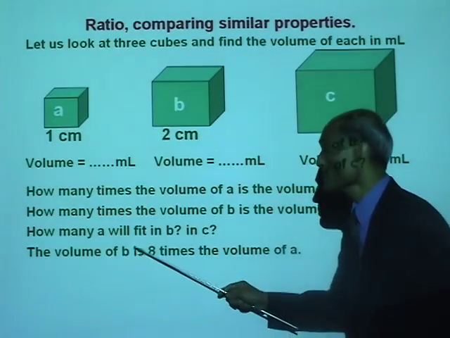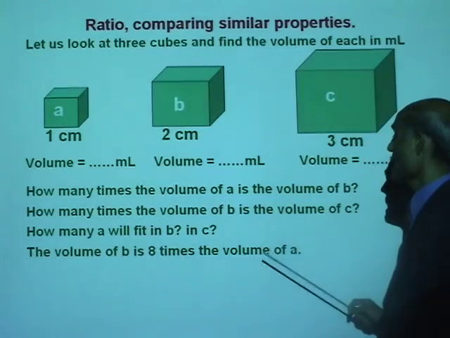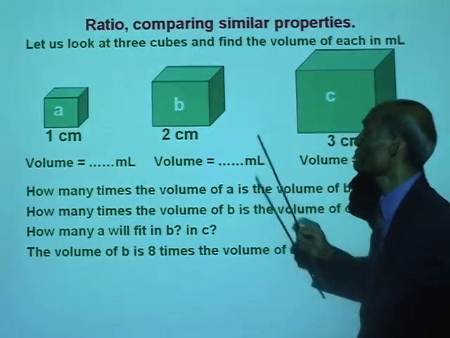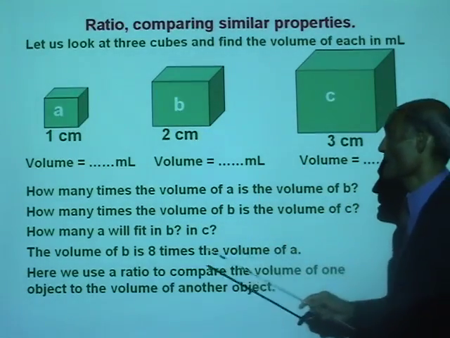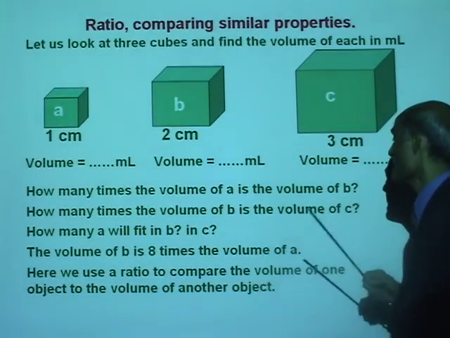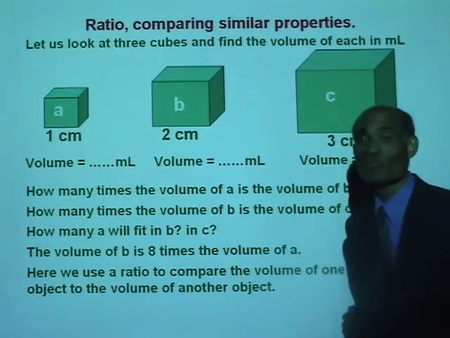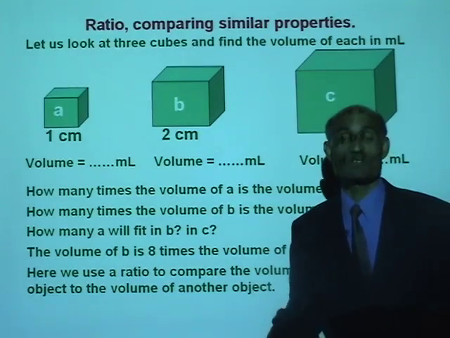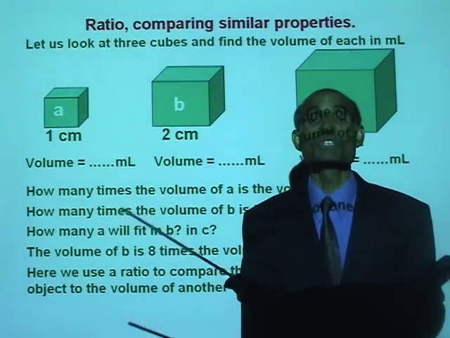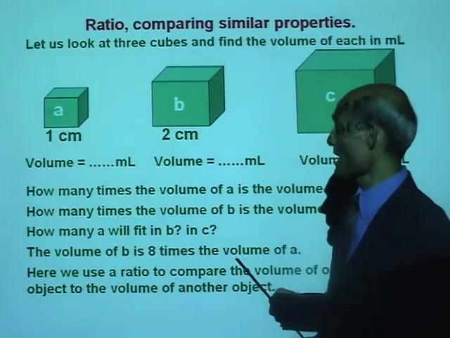Alright, the volume of B is 8 times the volume of A. Is that right? That's right. That means 8 A's will fit in B. Now here we use a ratio to compare the volume of one object to the volume of another object. In fact, ratio is such a useful concept. We can use it in many other applications in our daily life.